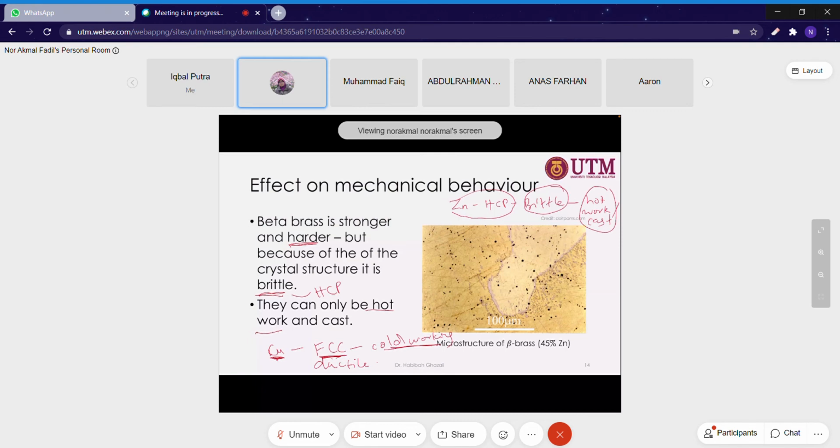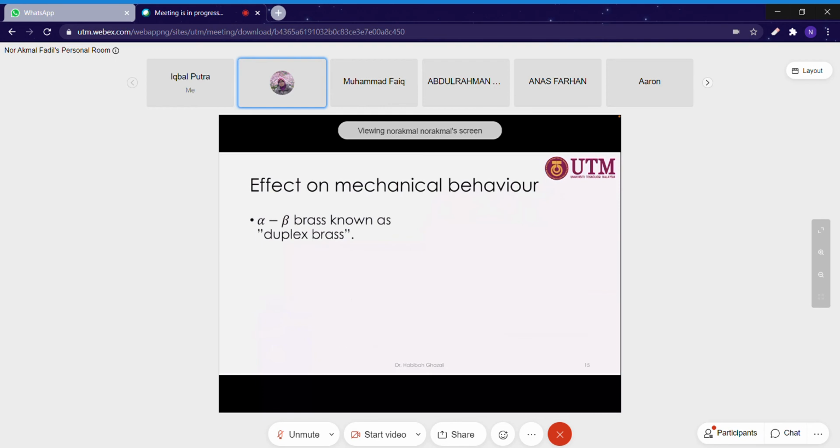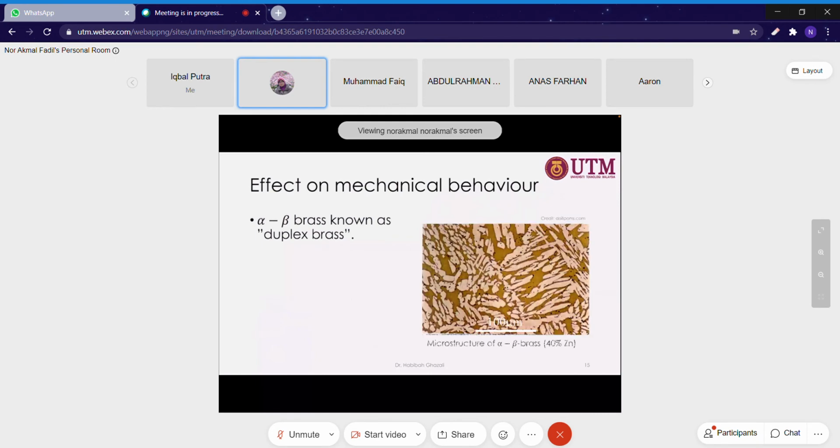So if you want to do a cold working process, you may destroy the material because of the brittleness, if you have an alloy containing a higher percentage of zinc. So it is still only 45, but the majority, 55%, is still copper, but the properties do not allow you to do the cold working process. So beta brass is known as duplex brass. The microstructure of alpha beta brass: the alpha is a lighter color and the beta is a darker color.